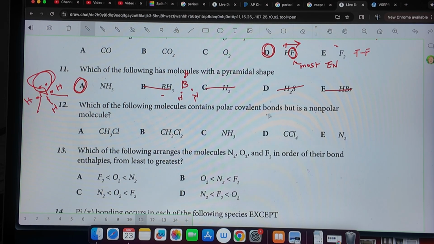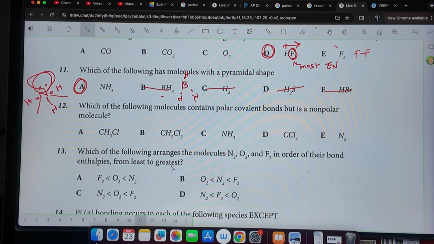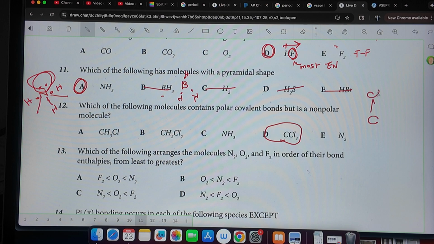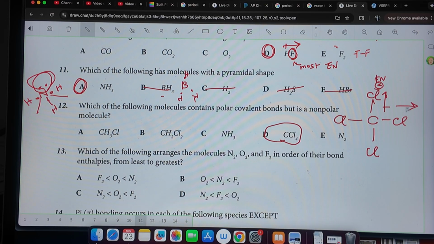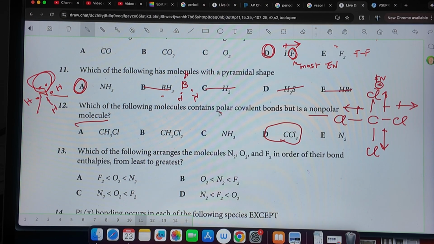Which of the following molecules contains polar covalent bonds but is a non-polar molecule? Okay, I think almost all of these have polar covalent bonds. But the molecule overall has to be something that cancels out, right? So this one is probably it, because this is carbon, chlorine, chlorine, chlorine, chlorine, right? There's a dipole moment going this way, because this is very electronegative, right? Not negative, but electronegative. And this one is electronegative, and they're all equal, because it's the same atom, so they all cancel out. So it's a non-polar molecule, but it has 4 different polar covalent bonds.